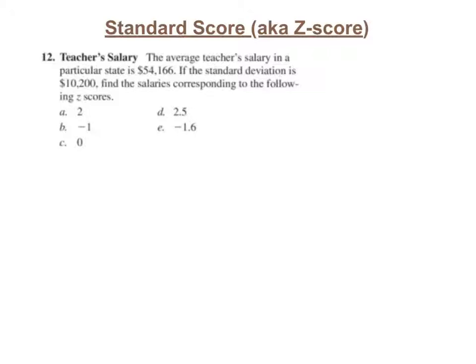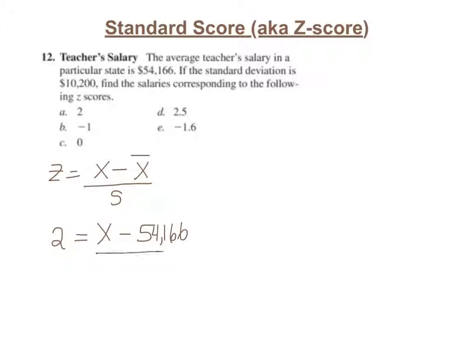Remember, the formula for z-score is value minus mean divided by standard deviation. So, if the z-score is 2, we can take my value, that's what I'm looking for, minus my mean, divided by the standard deviation. Okay. 2 choices here. You gotta love that.